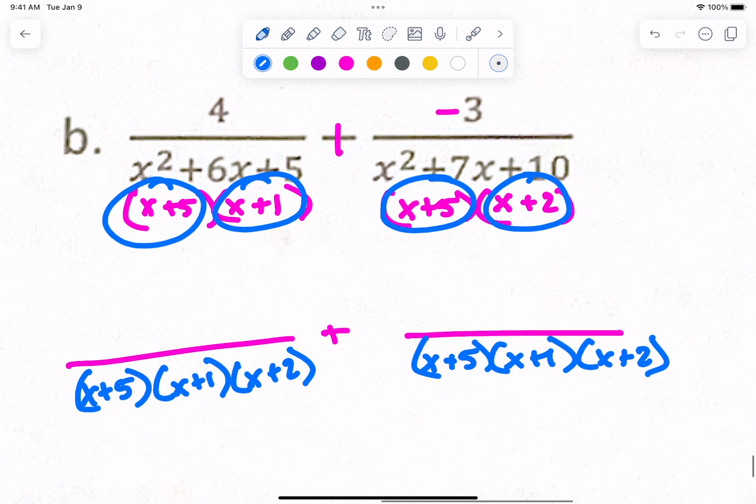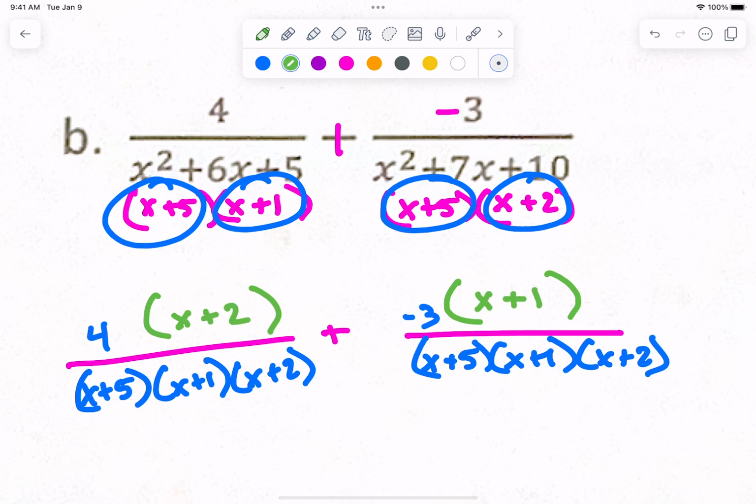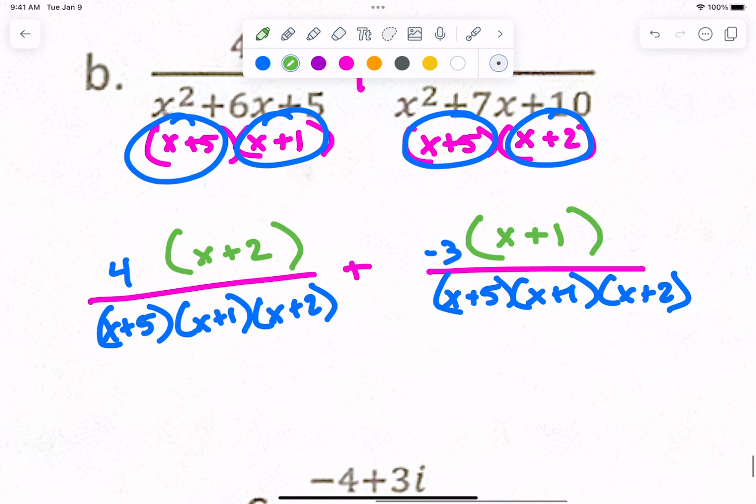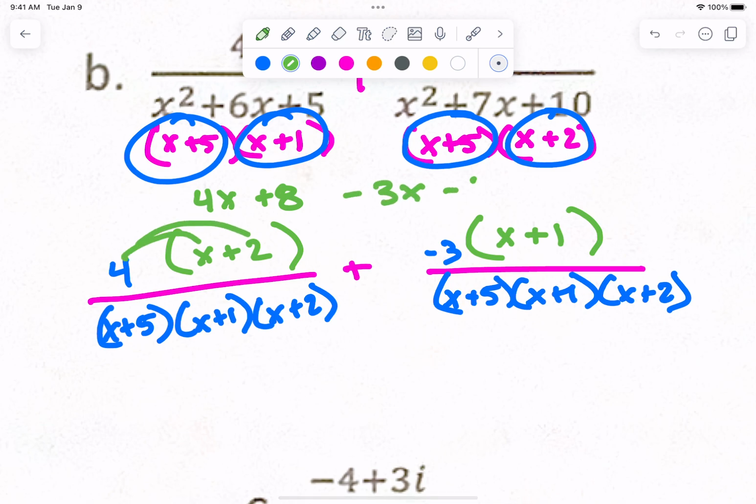Okay, I've got a 4 and I've got a negative 3, and we have to multiply by what they need. The first one needs an x plus 2. So 4 times x plus 2. The second one needs an x plus 1, so negative 3 times x plus 1. Are we going too fast? Shake your head if we're going too fast. Okay, so 4x plus 8 if we distribute the 4 through. This one is negative 3x minus 3, if I distribute the 3 through.